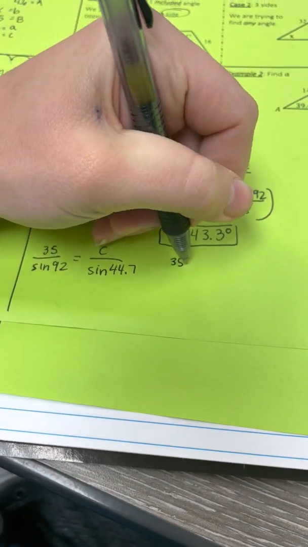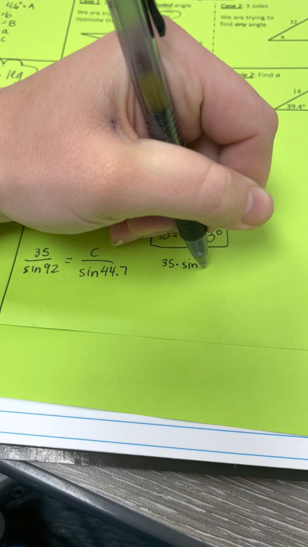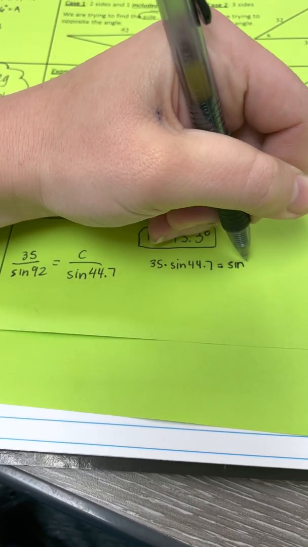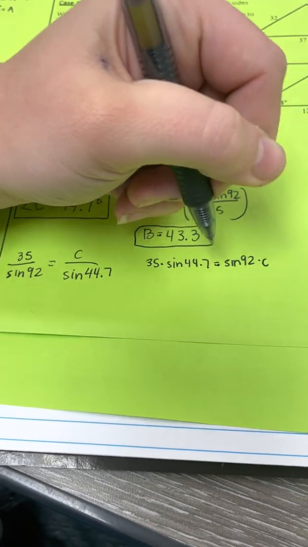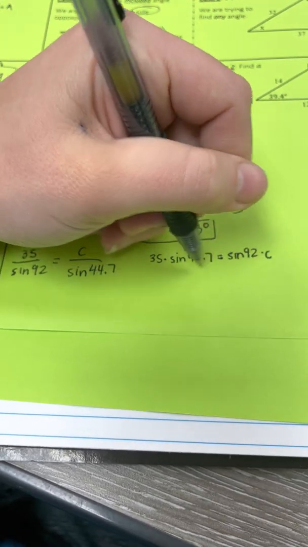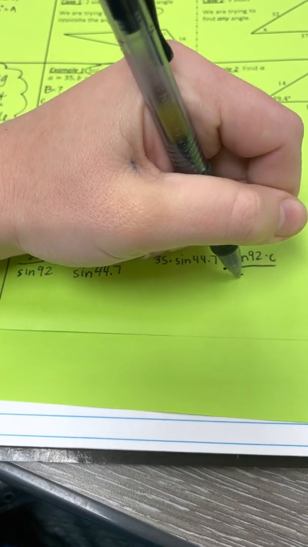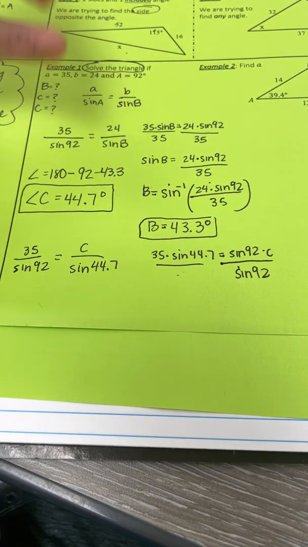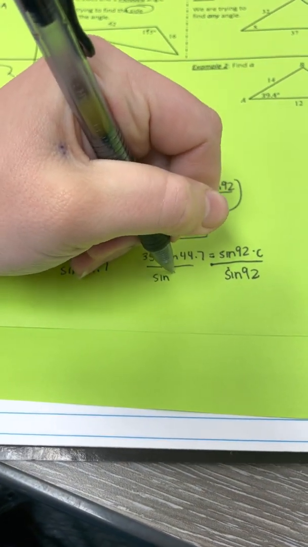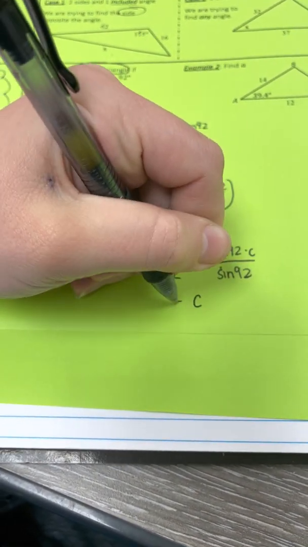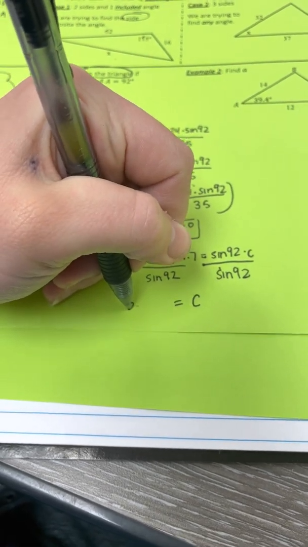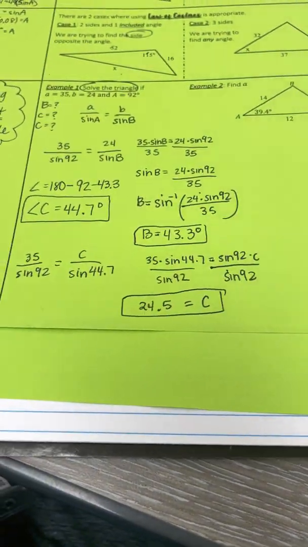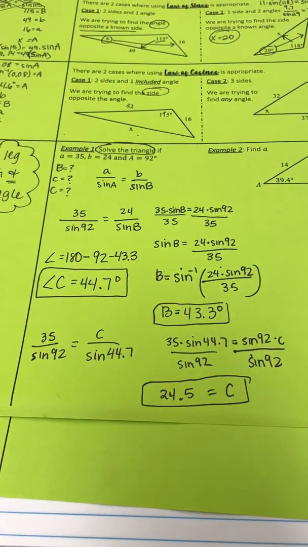All right, once we do our cross multiplying, here, 35 times sine of 44.7 is equal to sine of 92 times C. We will end up just dividing by sine of 92. Since we have our sine this time, we don't have to do sine to the negative 1. C will be equal to 24.5, and that will be the leg length there. So that is using law of sines.